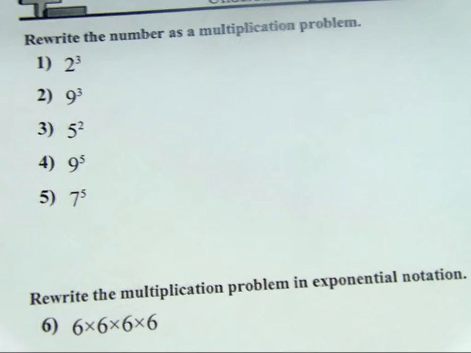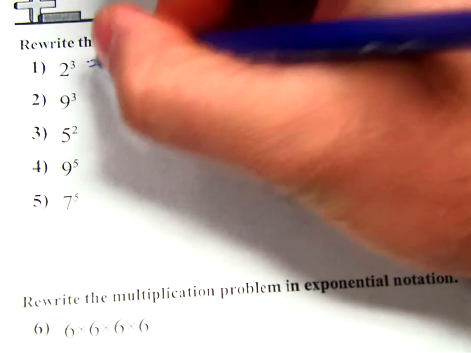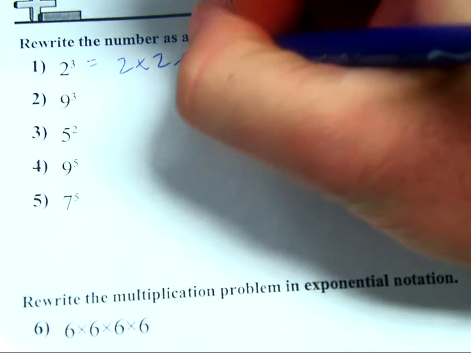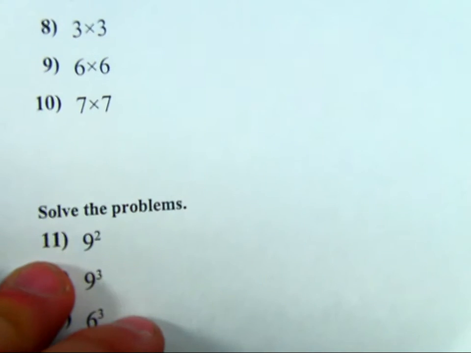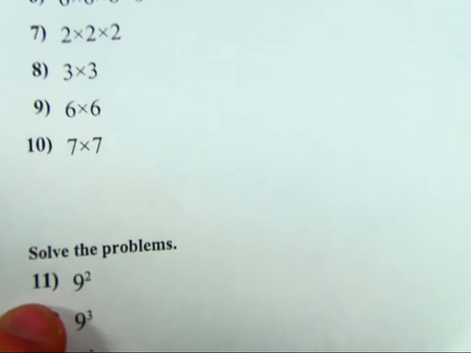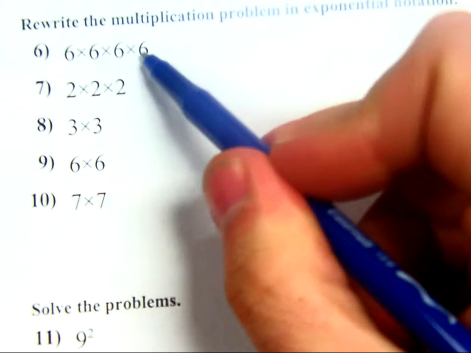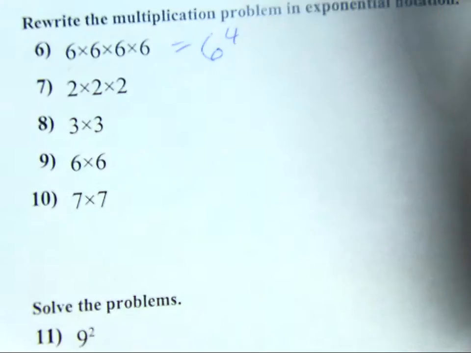On the back, it's just more practice with this. Rewrite the number as a multiplication problem. That's in expanded form, so it's 2 to the 3rd will become 2 times 2 times 2, because there's 3 2s, 2 to the 3rd. Rewrite this in exponential notation. All these are, count the number of times it happens, 6 times 6 times 6 times 6, there's 4 6s. So that'll be 6 to the 4th power.